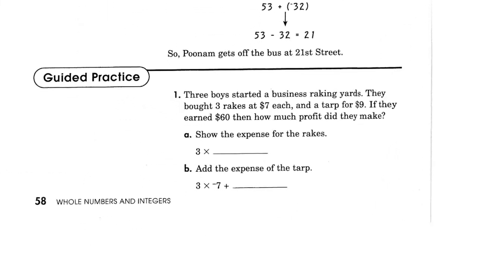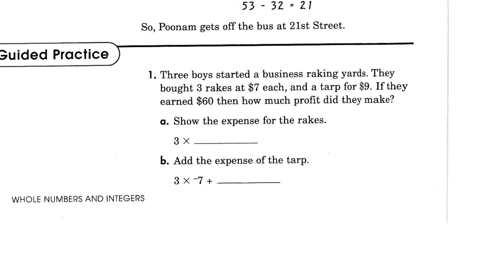3 boys started a business raking yards. They bought 3 rakes at $7 each and a tarp for $9. If they earned $60, how much profit did they make? It says show the expense for the rakes. We bought 3 rakes at $7. So that's going to be -7 because we had to pay out. Add the expense of the tarp. So we have 3 times -7 for the rakes plus -9 for the expense of the tarp.